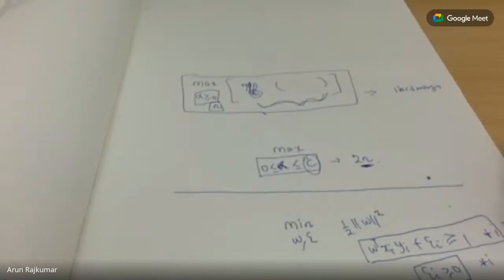I was just wondering, does the dual help in reducing the number of constraints we are operating under? It doesn't, right? It doesn't.